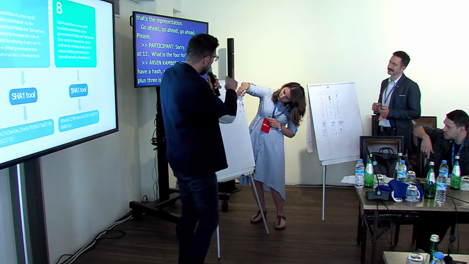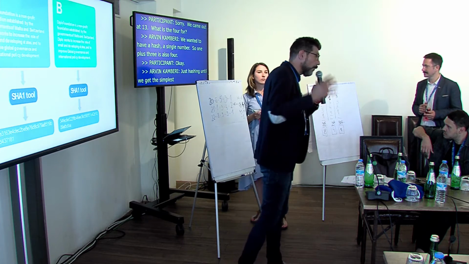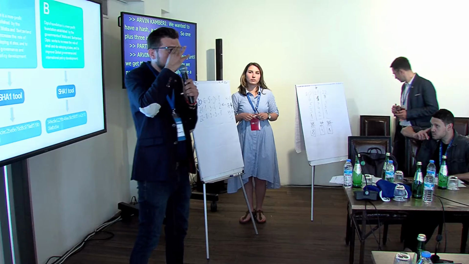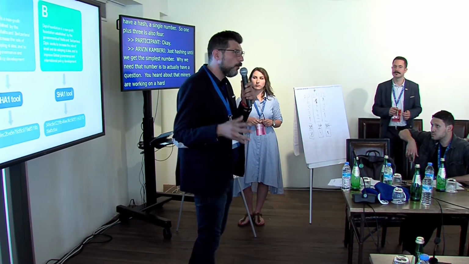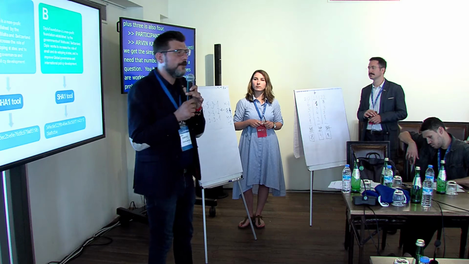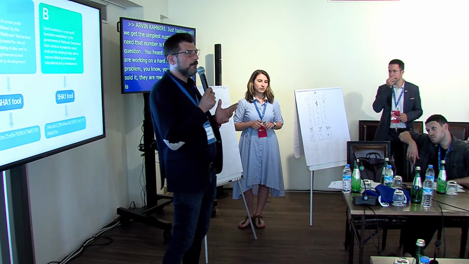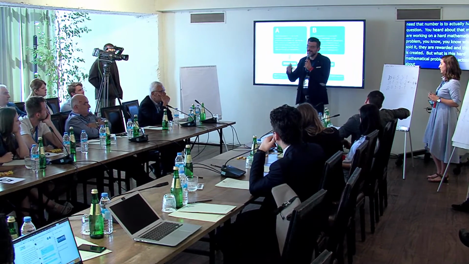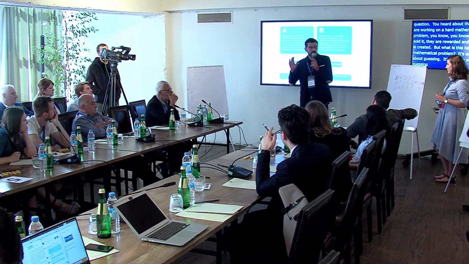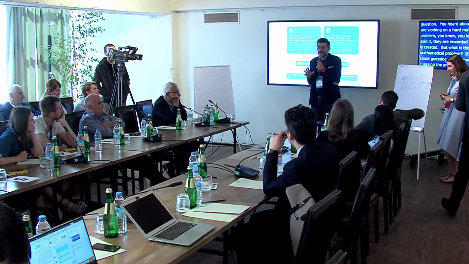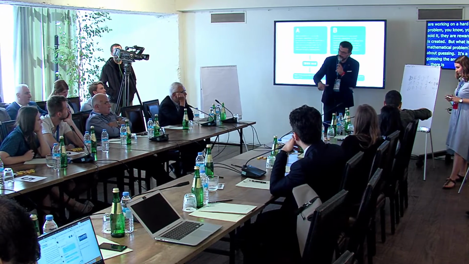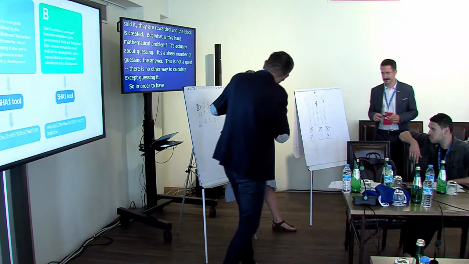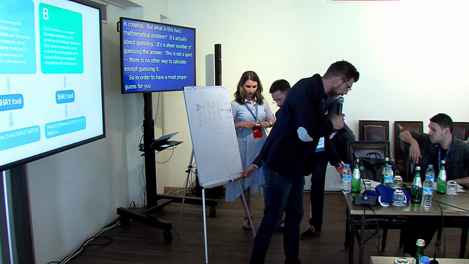Okay. So why we needed that number is to have a question. You heard that miners are working on a hard mathematical problem, and when they solve it, they are rewarded and the block is created. But what is this hard mathematical problem? It's actually about guessing, a sheer number of guesses. There is no other way to calculate it except guessing. So in order to have the most proper guess for you guys, we will have hash number 4 questions.